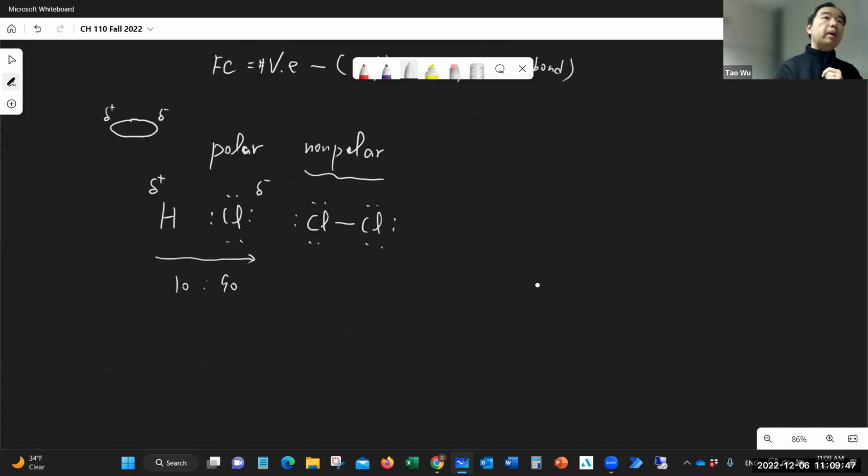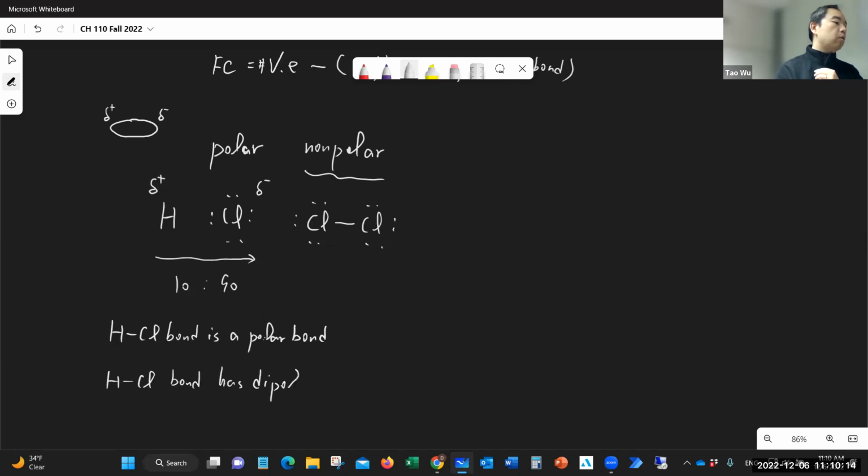And there's another name. We call this a polar molecule, and we can call the HCl bond a polar bond. And we can also say the HCl bond has a dipole moment.